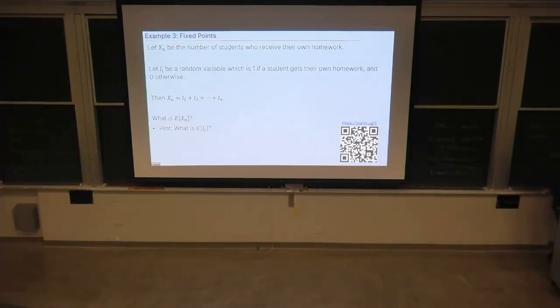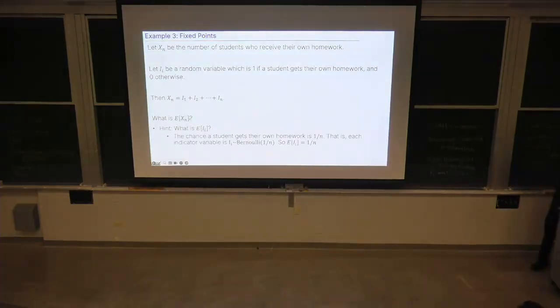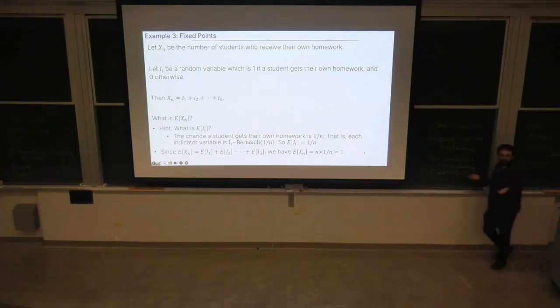So the chance you get your homework back if there's 100 students is 1 out of 100, or 1 over n in general. So first of all, I should say the expectation of any of these individual indicator variables is 1 over n. It's the chance you get back your homework. And if I just multiply that by n, I get 1, which is kind of surprising.